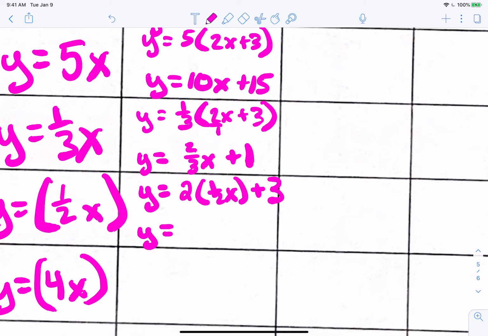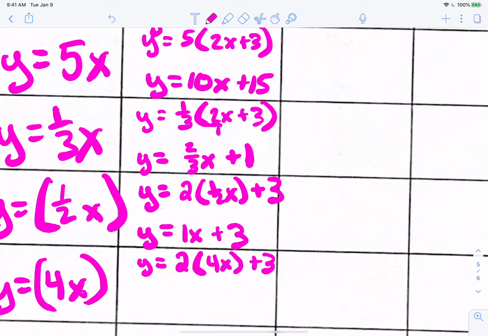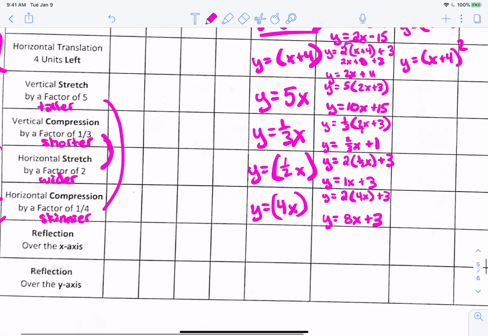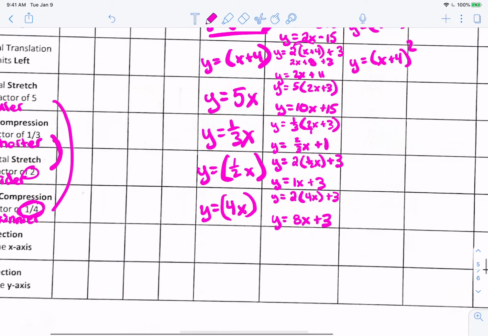So the 3 doesn't actually change. 2 times 1/2 x is just 1x plus 3. Right? 2 times 1/2 is 1. So it's just 1x plus 3. Okay, the 4x is physically going inside where the x is. So y equals 8x plus 3. Yep. If you distribute it and you multiply the 2 through, that's what he will look like. Because you use the reciprocal. So the factor was 1/4, so we change it to 4. Yep. This factor is 2, so we change it to 1/2.